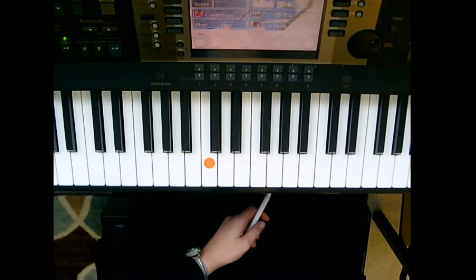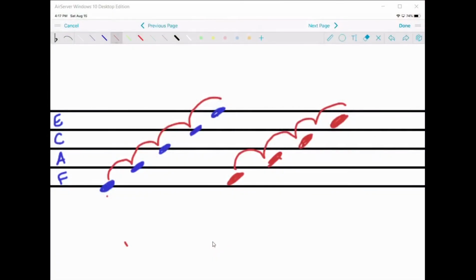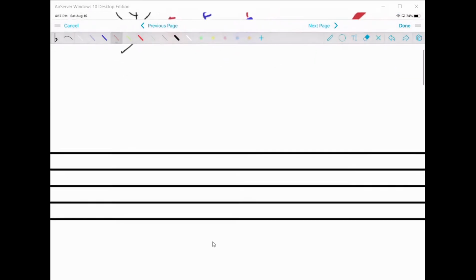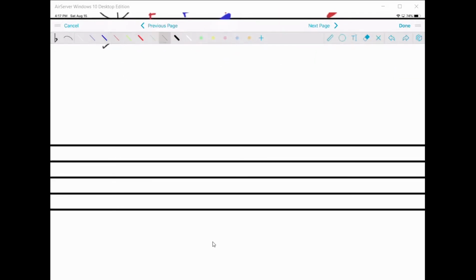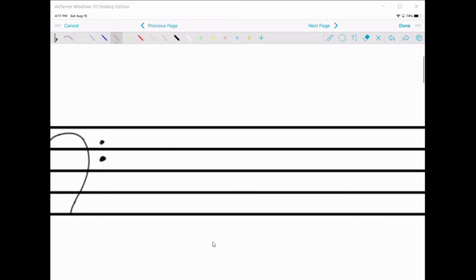Let's take a look at the bass clef. So I'm going to back up here. So right below it, let's take a look at the bass clef. So the bass clef is for our lower range. And the line notes here are G, B, D, F, A. And the space ones are A, C, E, G.